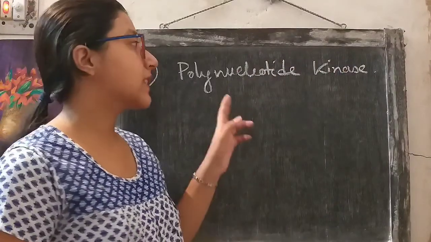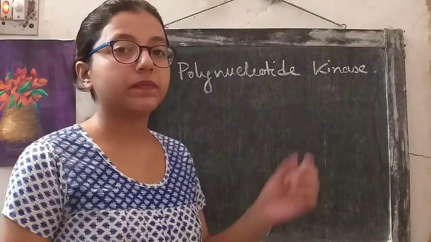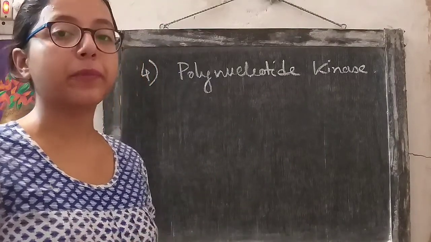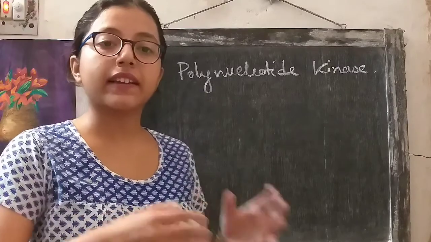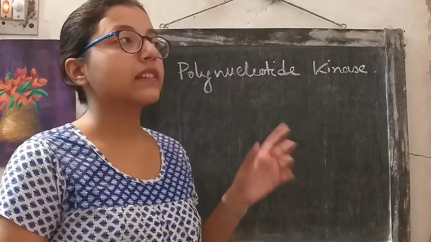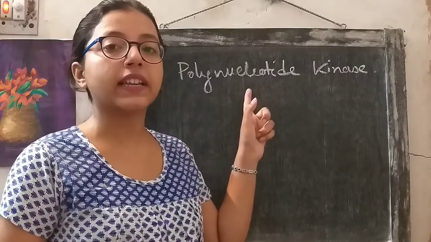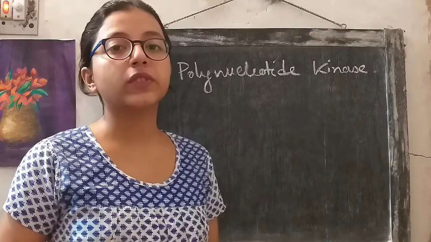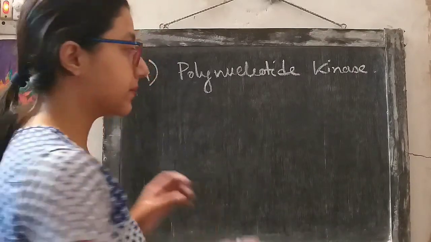So the next enzyme is polynucleotide kinase. The function of polynucleotide kinase is to add a phosphate group to the 5' end. We have seen that alkaline phosphatase removes the 5' phosphate group from the DNA, and the action of polynucleotide kinase is just the opposite. Polynucleotide kinase adds a phosphate group to the 5' end of the DNA.